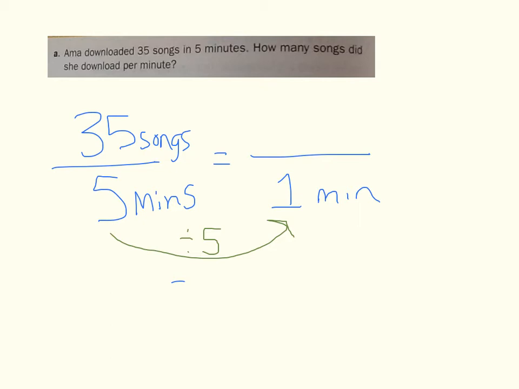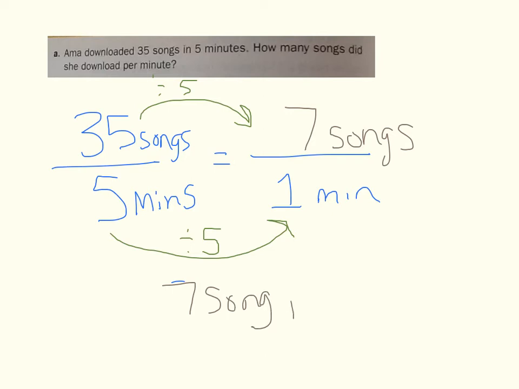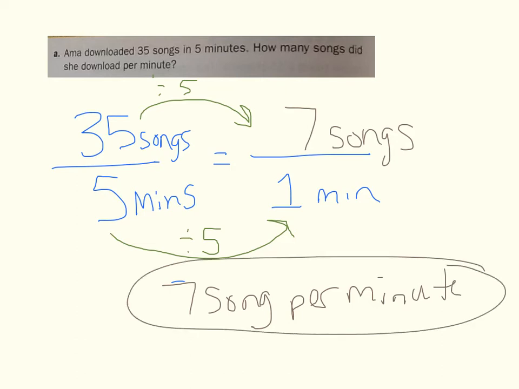Whatever I do to the bottom, I have to do to the top. Or whatever I do to the denominator, I have to do to the numerator. So I need to divide the top by 5. So 35 divided by 5 is 7. So she did 7 songs in 1 minute. So my answer would be 7 songs per minute. I'm going to need to write this statement out for all of these problems.